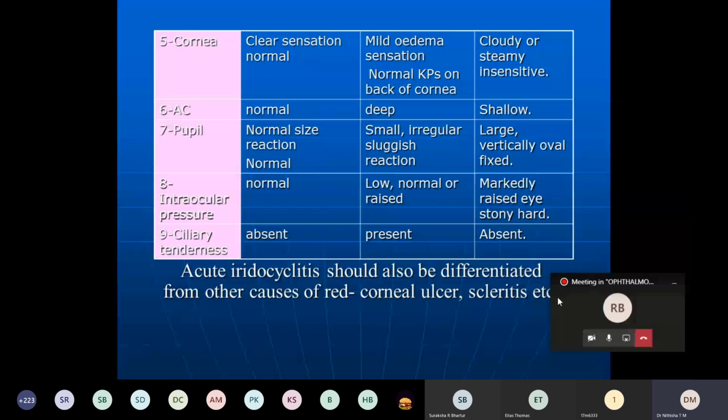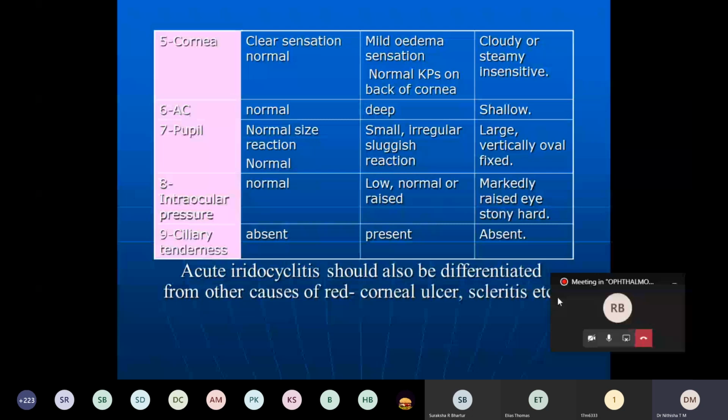Anterior chamber depth is normal in conjunctivitis. In case of iridocyclitis, you can get a deep anterior chamber. I told you, you get a deep anterior chamber. A shallow anterior chamber is seen in glaucoma. Pupil size is normal and reacting to light in case of conjunctivitis. You get a small, sluggishly reacting, irregular pupil in cases of iridocyclitis. You get a large, vertically oval, fixed pupil in cases of glaucoma.